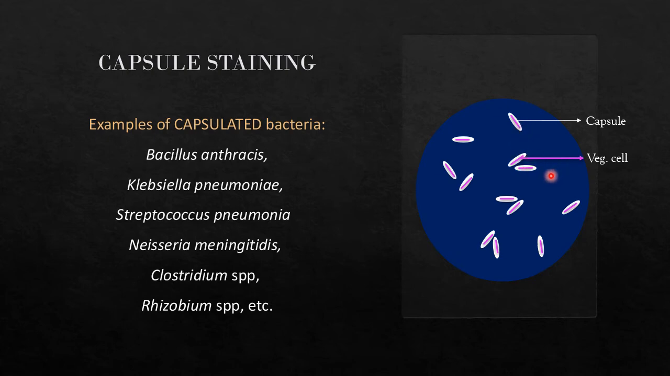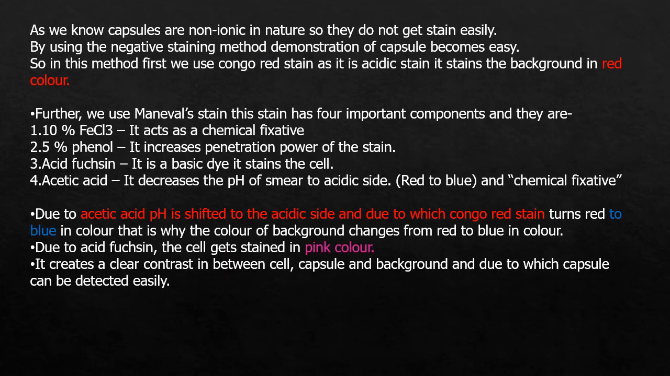If you have a rod shaped bacteria, then you should see vegetative cells. In case of cocci, you should see cocci. The pink rods are vegetative cells, and the hollow structure is the capsule. The background should be bluish. These are some examples of capsulated bacteria: Bacillus anthracis, Klebsiella, Streptococcus, Neisseria, Clostridium, Rhizobium. So prepare examples which are easy for you to remember.